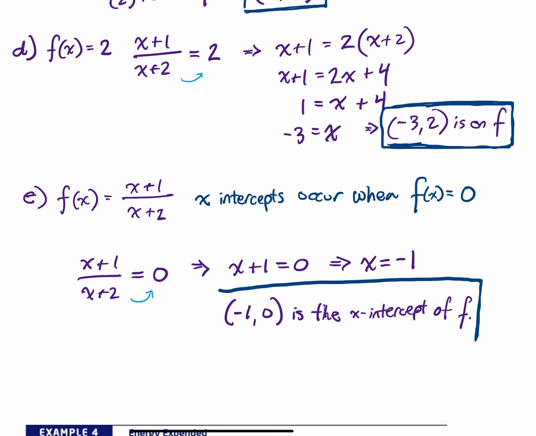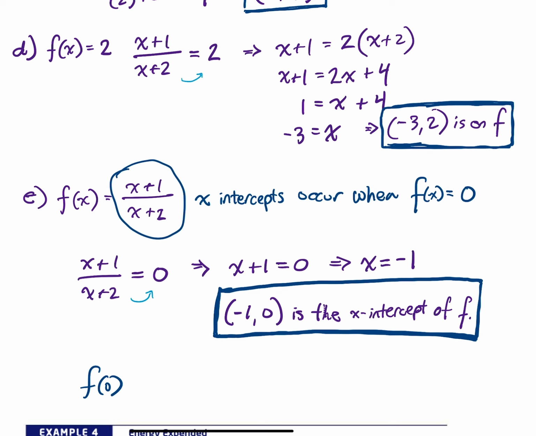Intercepts typically have some particular significance, especially when they're applied to a specific situation. And they don't ask for this here, but if it was asking for the y-intercept, well, y-intercepts occur where x is equal to 0, so you just want to find f of 0. Plug in 0 for your x's. In this case, you can see we would get the point 1 over 2. So we'd have the point (0, 1/2) on our graph.